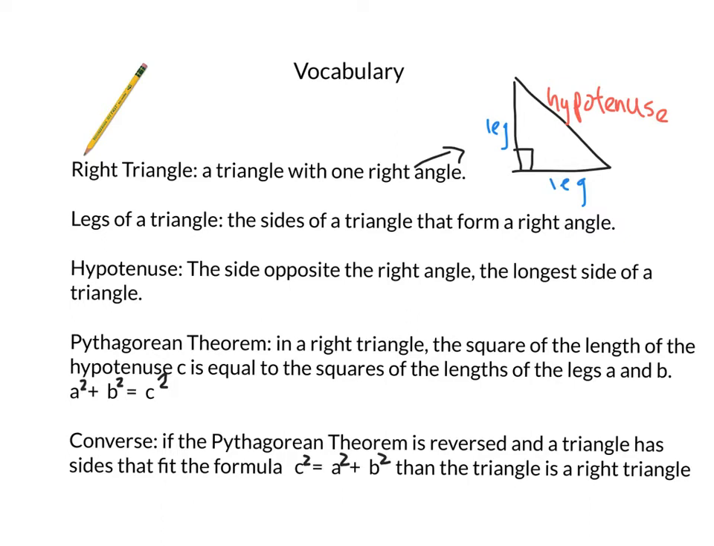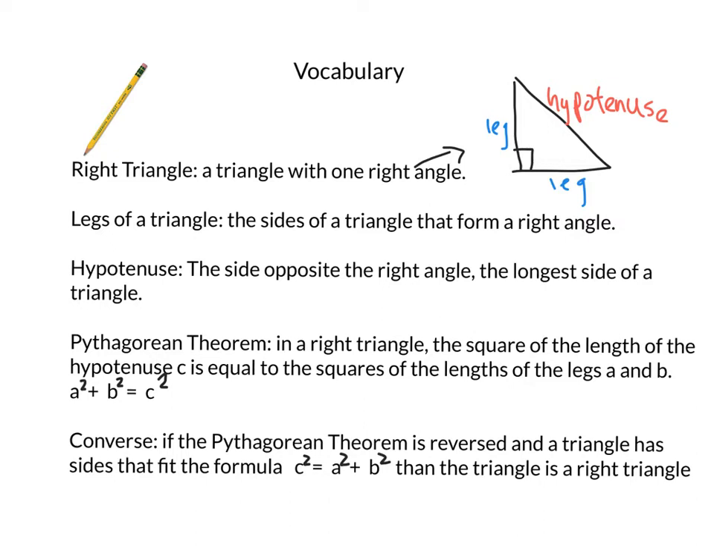All right, so let's talk about our vocabulary for this lesson. We're going to be using exclusively right triangles when we're talking about the Pythagorean theorem. A right triangle is a triangle with one right angle, like this picture over here to my left. The legs of the triangle then are the sides of the triangle that form the right angle. So again, those are labeled in my picture over here.